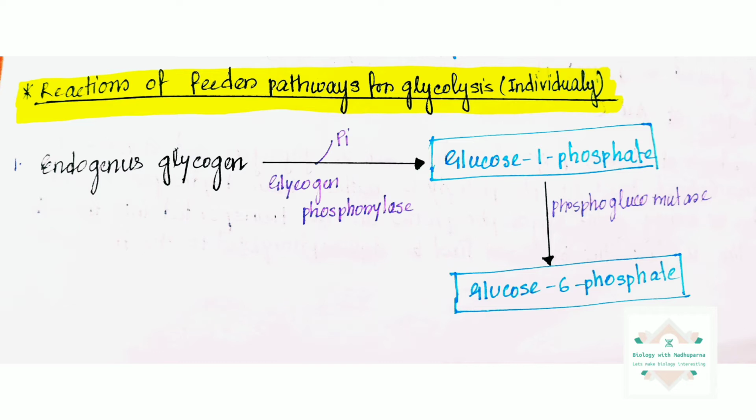Next, this glucose 1-phosphate will be converted into glucose 6-phosphate with the help of the enzyme phosphoglucomutase. So now as it is glucose 6-phosphate, then further it will be converted into fructose 6-phosphate, and at the end, it will produce pyruvate from that. So for endogenous glycogen, this is the pathway by which it can enter the glycolysis.